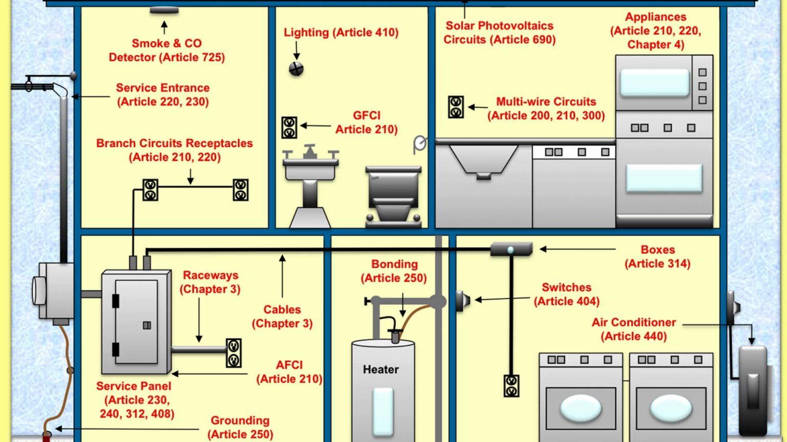Chapter 4, Equipment. Chapter 5, Special Occupancies. Chapter 6, Special Equipment. Chapter 7, Special Uses. Chapter 8, Communication Systems. Chapter 9, Special Installations.